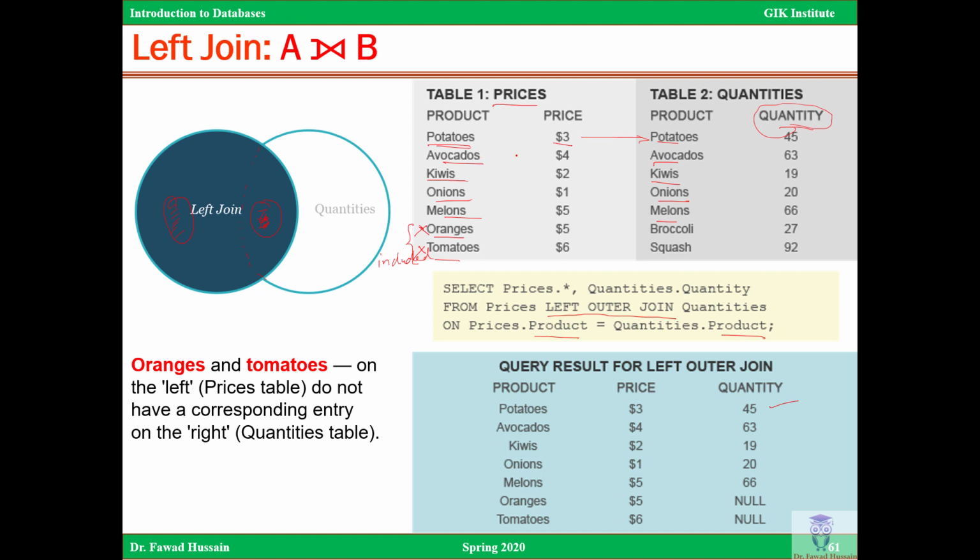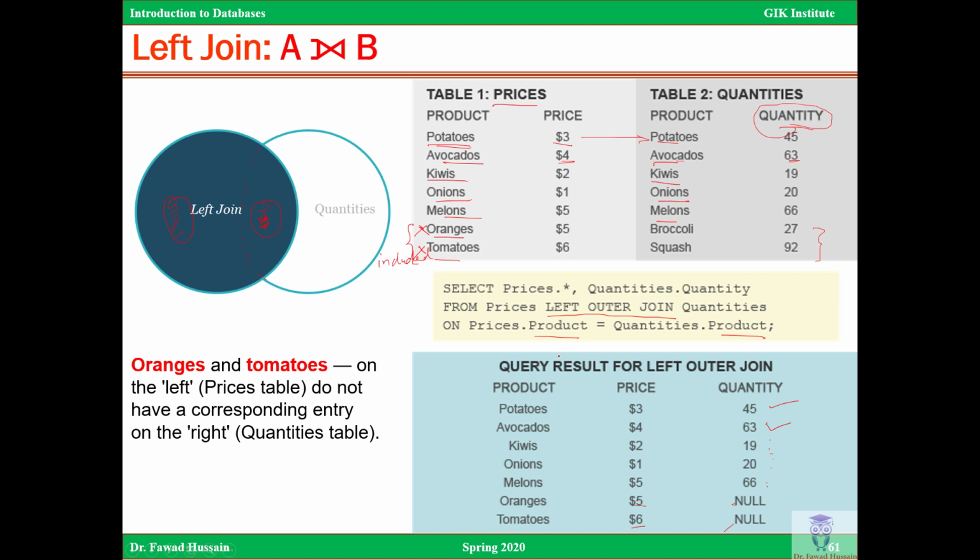Similarly, for avocados we have $4. There's a matching entry, so 63, this is also included, and so on, until we come to the two entries which occur only on the left table but not in the right table. So for these oranges and tomatoes we have, oranges $5, we have an entry here, $5, and tomatoes $6, we have a corresponding entry here, but since there is no entry over here, we replace it with null values, and this is the left outer join.